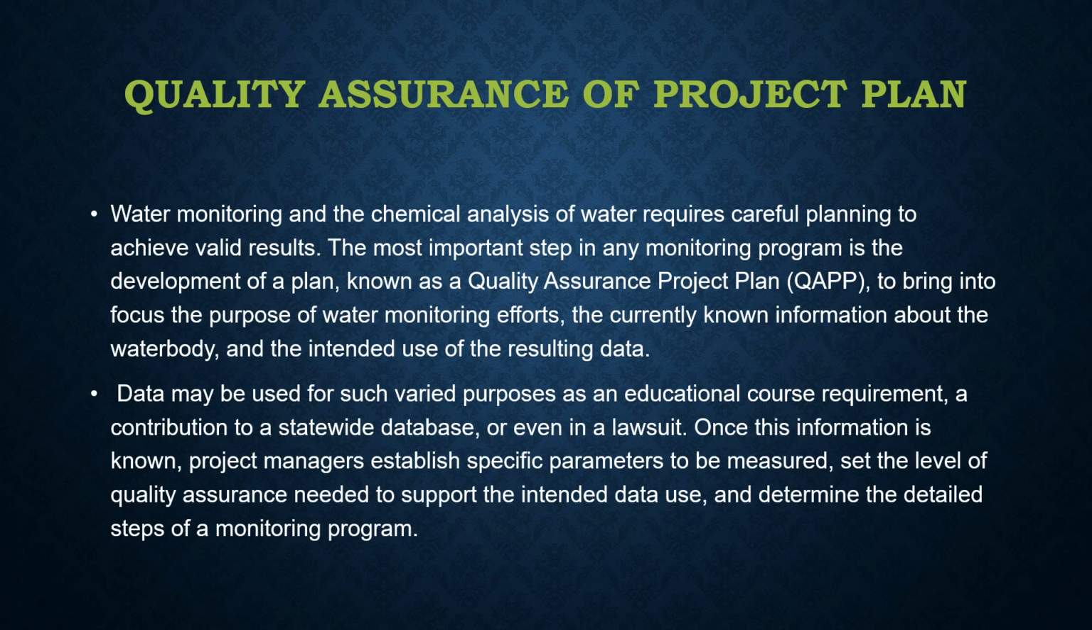Quality assurance project plan. Water monitoring and the chemical analysis of water require careful planning to achieve valid results. The most important step in any monitoring program is the development of a plan known as the Quality Assurance Project Plan, QAPP, to bring into focus the purpose of the water monitoring efforts, the currently known information about the water bodies, and the intended use of the resulting data.